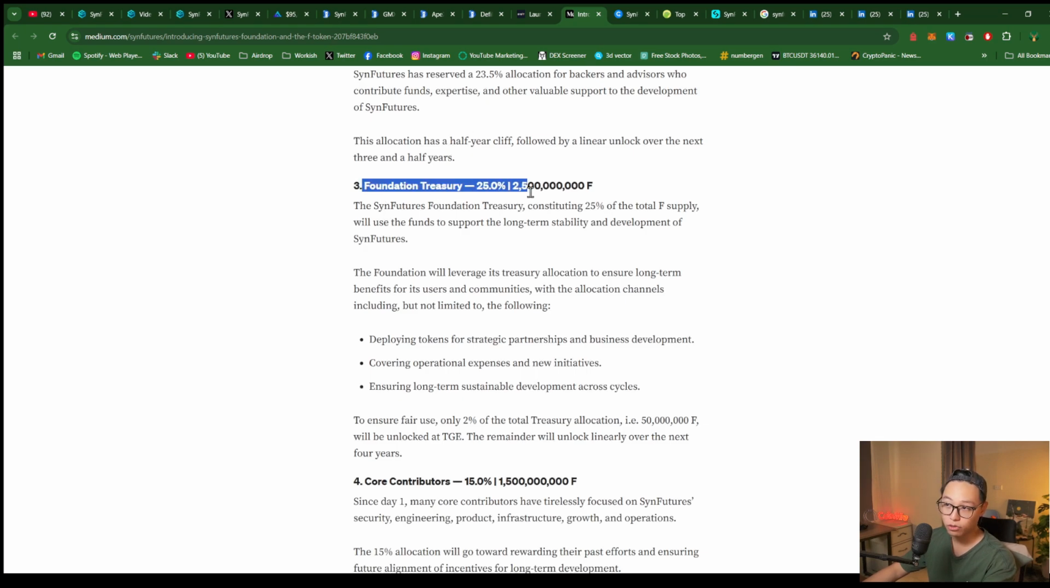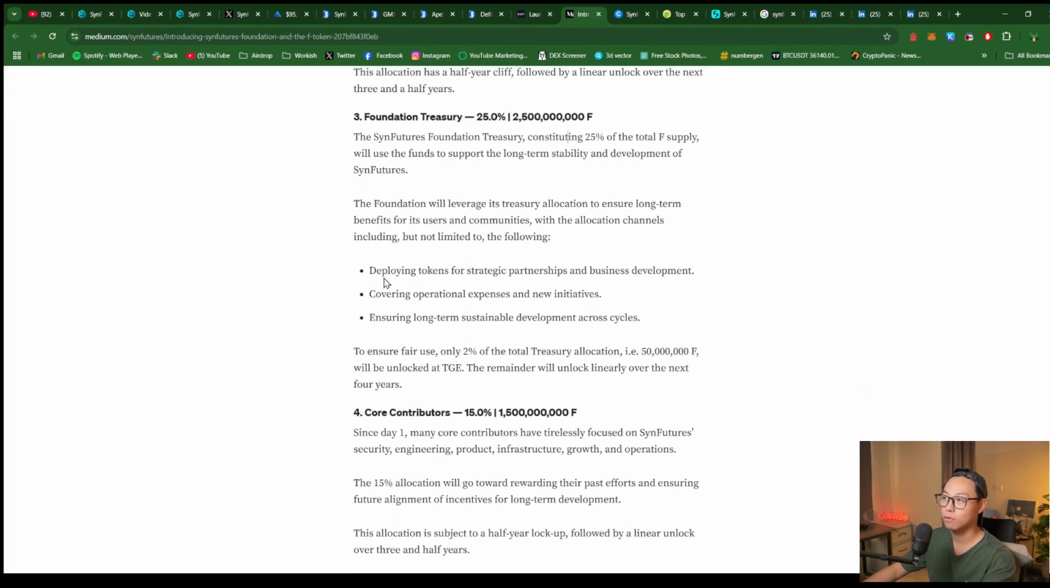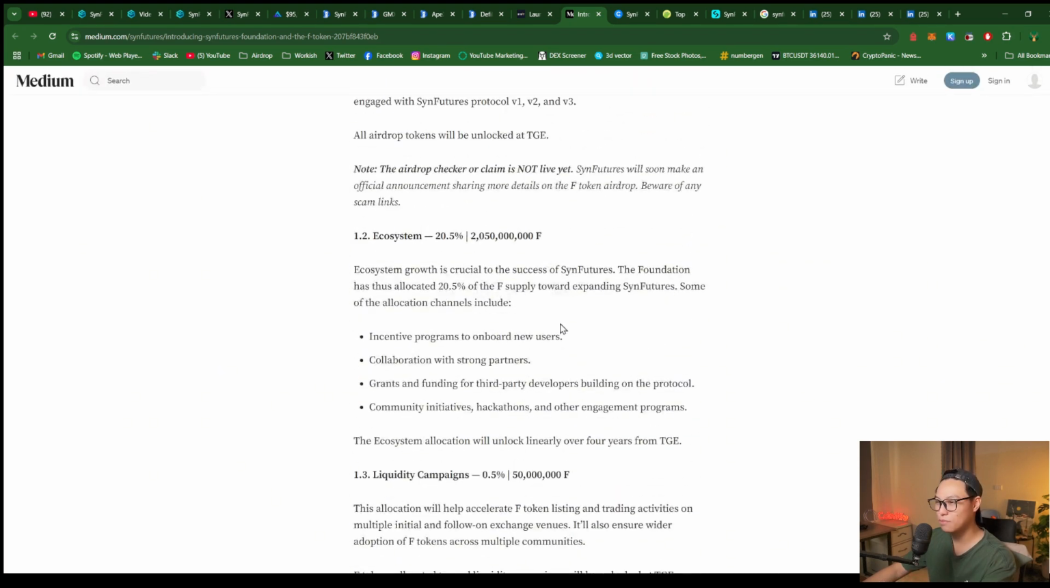The foundation treasury, 25%, will be used to support the long-term stability and development of SynFutures. The foundation will leverage its treasury allocation to ensure long-term benefits for users and communities, with the allocation channels including but not limited to deploying tokens for strategic partnerships and business development. That's kind of repetitive to this one, no?